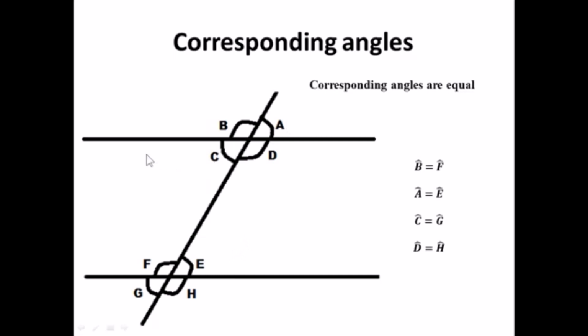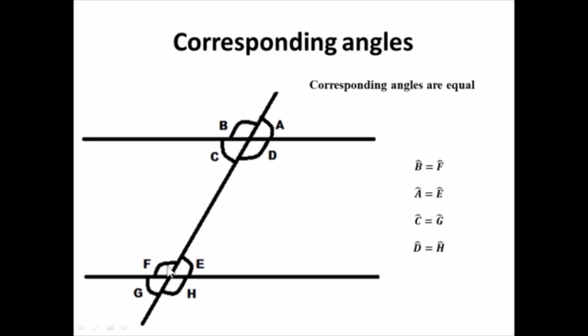Also, if you look under the parallel lines here, the angle here, which is C, under the parallel line, and the angle under the parallel line at this side, which is G, are also corresponding. Also, the angle under here and the angle under here are also corresponding. So that's how you can get corresponding angles in parallel lines.